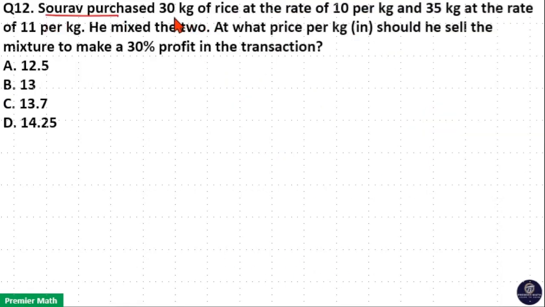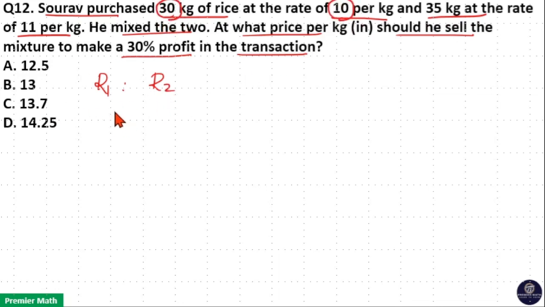Saurav purchased 30 kg of rice at the rate of 10 per kilogram and 35 kg at the rate of 11 per kilogram. He mixed the two. At what price per kilogram should he sell the mixture to make a 30% profit in the transaction? So here there are two varieties of rice. One is 30 kg at the rate of 10 per kilogram. And other is 35 kg at the rate of 11 per kilogram.